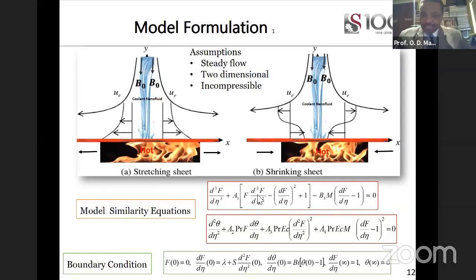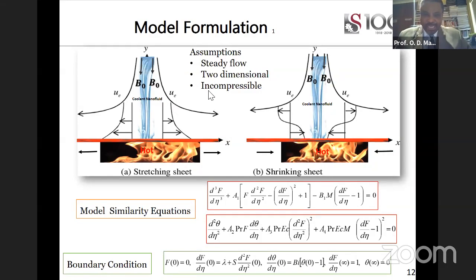And when you do the similarity, you are going to get this. In terms of the heat transfer, from the energy equation is what you have here, where your A2, A3, A4 come from thermodynamical properties. Pr is the Prandtl number. Theta is the dimensionless temperature variable. And you have all these we have here, and M is the magnetic field parameter, which is the square of the Hartmann number. Ec is the Eckert number. And you know the product of Ec and Pr is the Brinkman number.